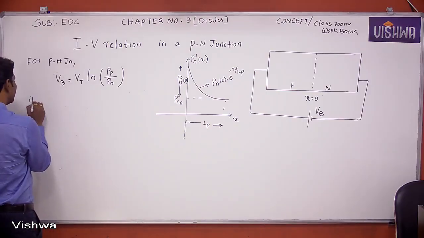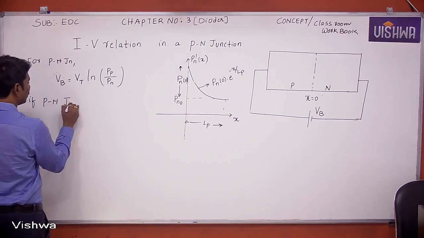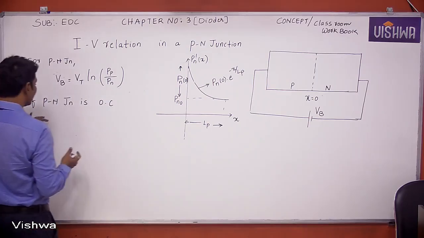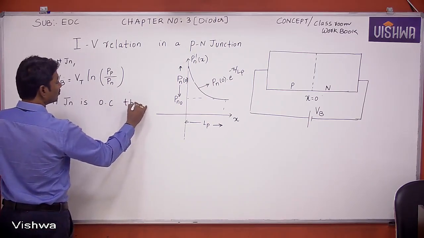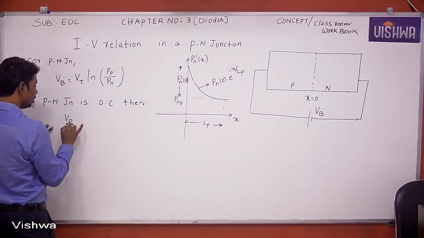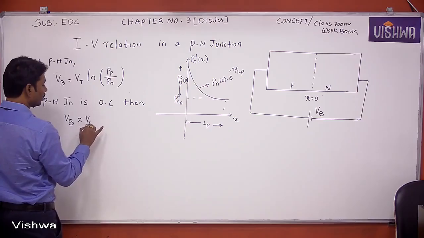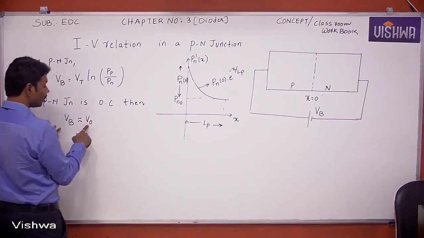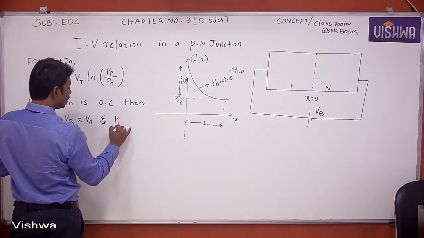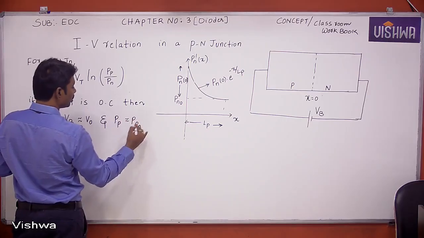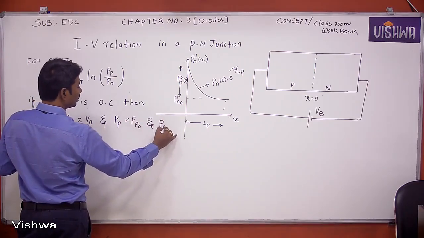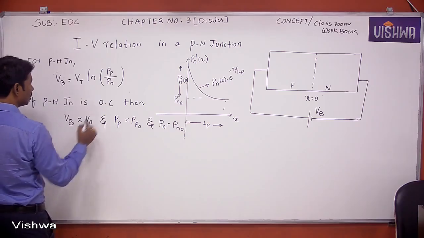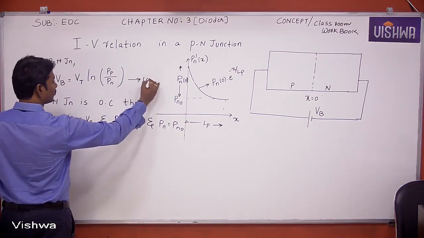If the PN junction is forward biased... first, open circuited condition we will consider. After that we will consider forward bias. If the PN junction is in open circuited condition, then what is VB here? VB is approximately equal to V0. This V0 is nothing but the built-in potential or barrier potential. And PP is equal to PP0, and PN is equal to PN0. Substitute in the above equation. Consider this one as equation 4.